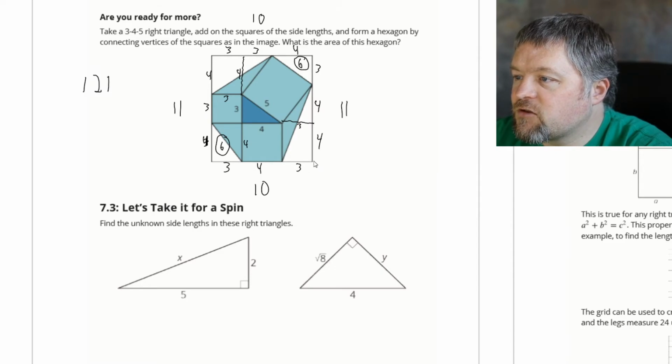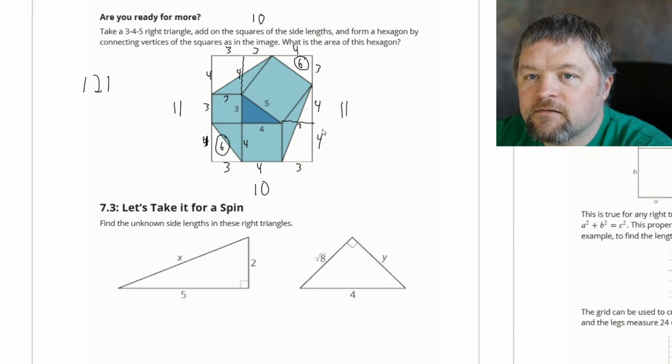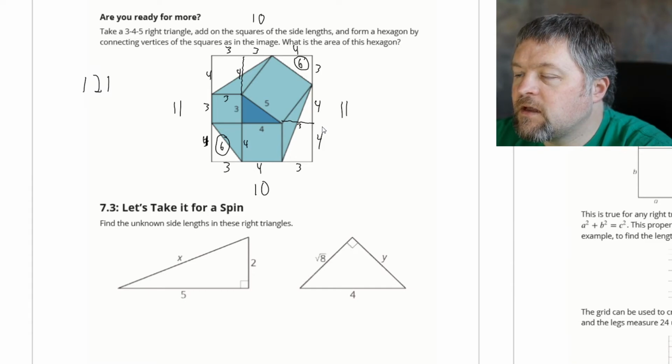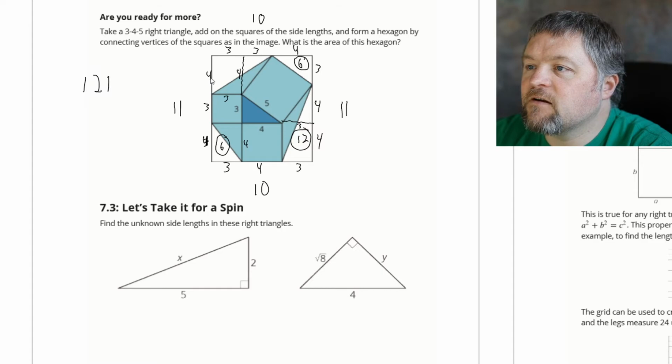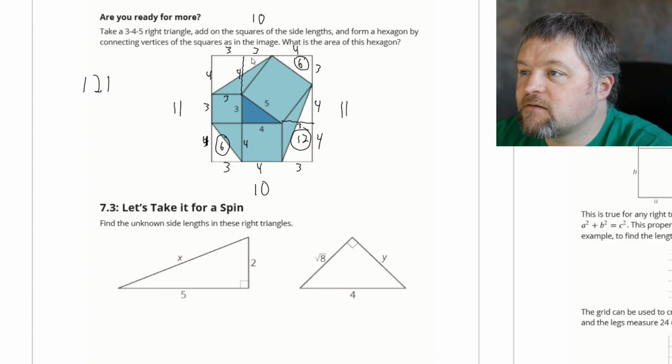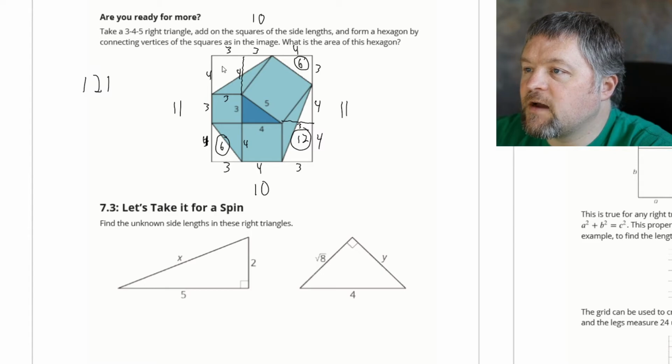This one here is 3 units by, that's 4 and that's 4, so this is 8 units. 3 times 8 is 24, over 2 is 12. This one here, 4 times 3 plus 3 is 6. 4 times 6 is 24, over 2 is 12.